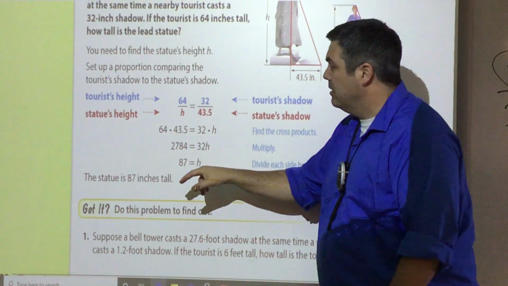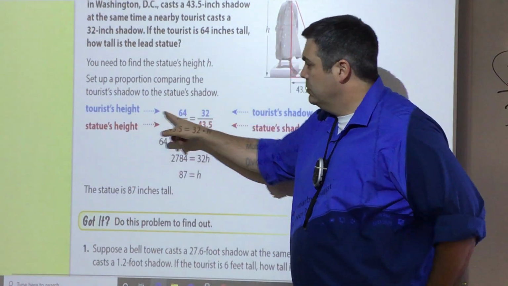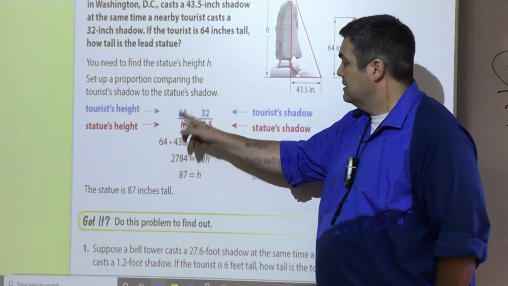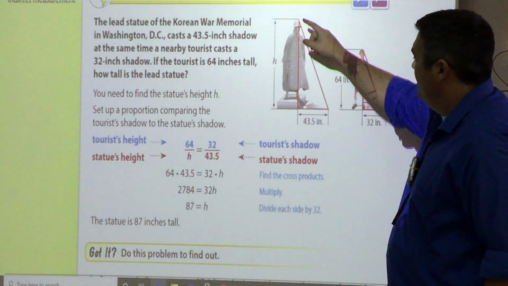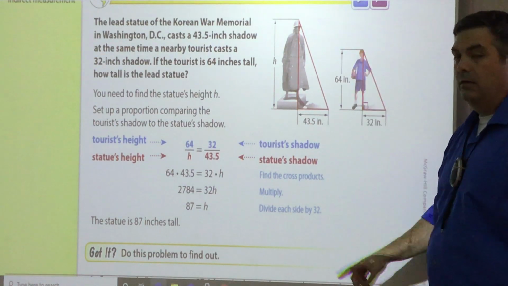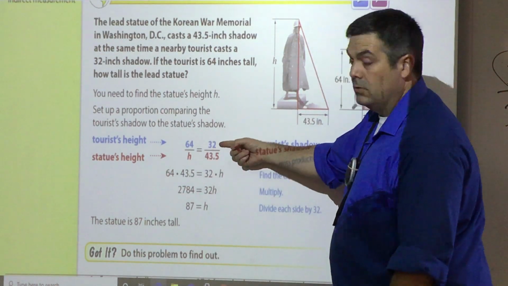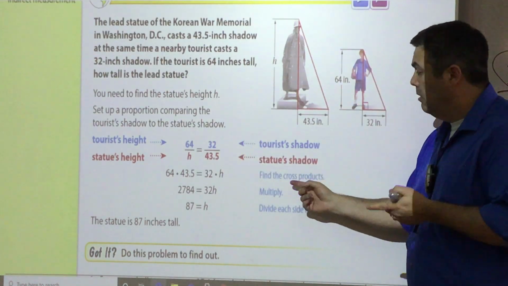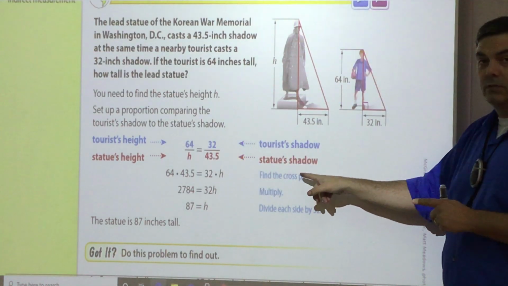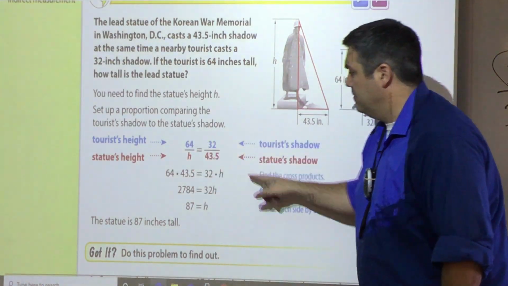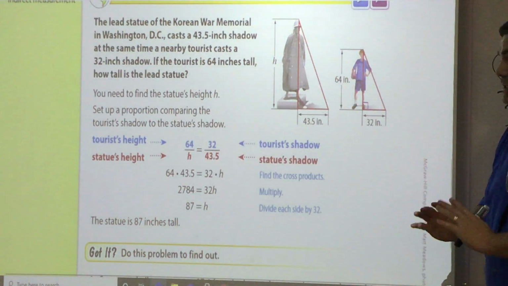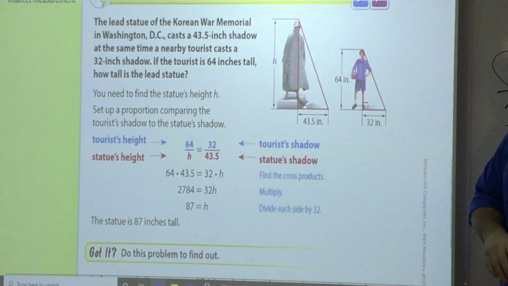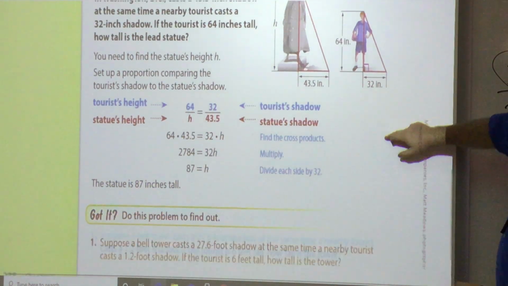Then they come over here and say, here's the tourist's height, here's the statue's height. So they said same to same. This height over this height equals the tourist's shadow length over the statue's shadow length. Again, same to same. Guys, these aren't hard. Then you cross multiply, divide, and you're there. Pay attention to what they're asking.